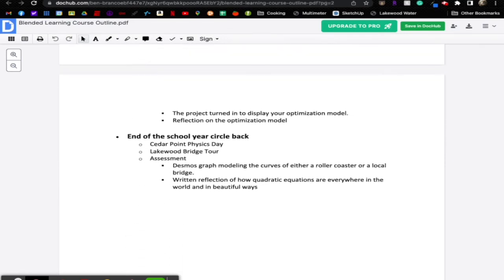Finally, we circle back for a mini 1-week unit where the students really interact with and see quadratic models with their own eyes. We take a field trip to explore roller coasters at Cedar Point or bridges in our hometown of Lakewood. While observing these real-life quadratic equations, students take precise measurements of them and recreate the coaster or bridge as a quadratic equation. They then model this equation using digital tools. Finally, after they've created the model, they will write a reflection about their learning and why quadratic models are beautiful observations in everyday life.